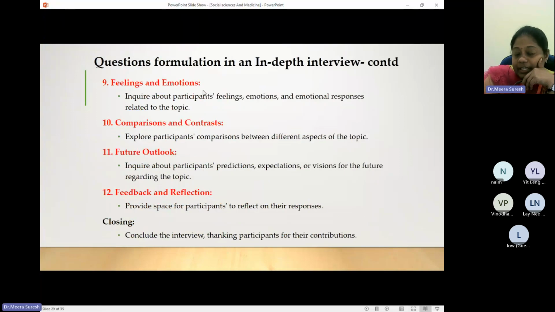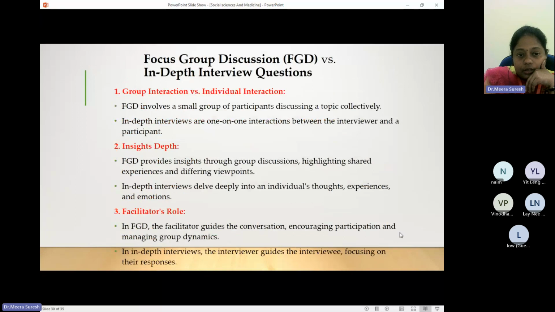Then there you can also use feelings and emotions, because that is the main crux of qualitative methodology. Then comparisons and contrasts, future outlook, and end it with feedback and reflection. So one goes deeper, deeper, deeper, and the other goes wider, wider, wider. One is a general type, and the other is a more specific type. Then the closing concludes the interview. Thank the participants.